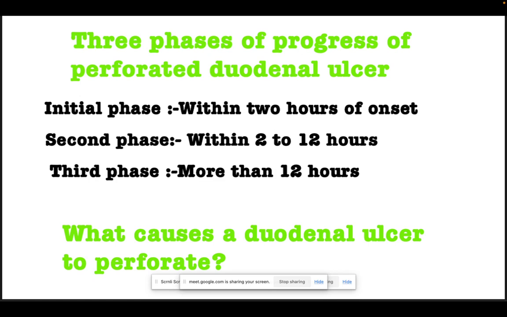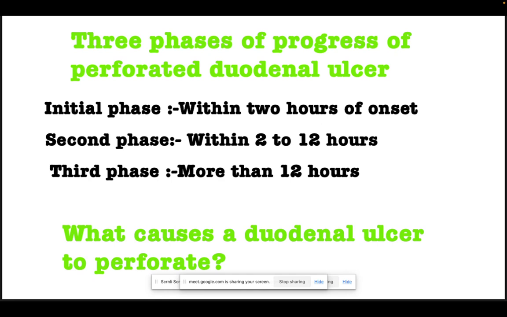The next is the second phase, which starts after two hours and lasts up to 12 hours. Pain becomes generalized and increases with movement. Fluid moving along the right pericolic gutter can lead to typical signs such as right lower quadrant tenderness and abdominal rigidity. The third phase starts after 12 hours. Abdominal distension, fever, and hypotension are its characteristics.